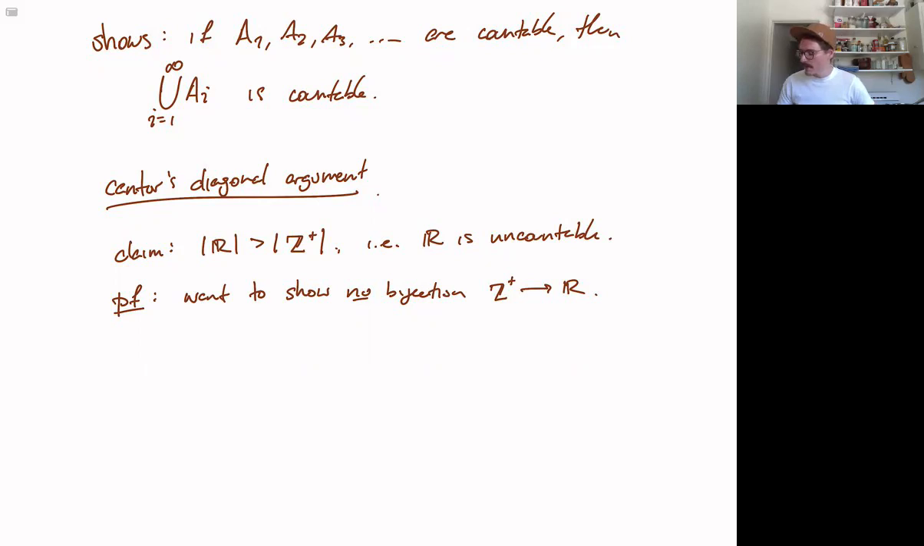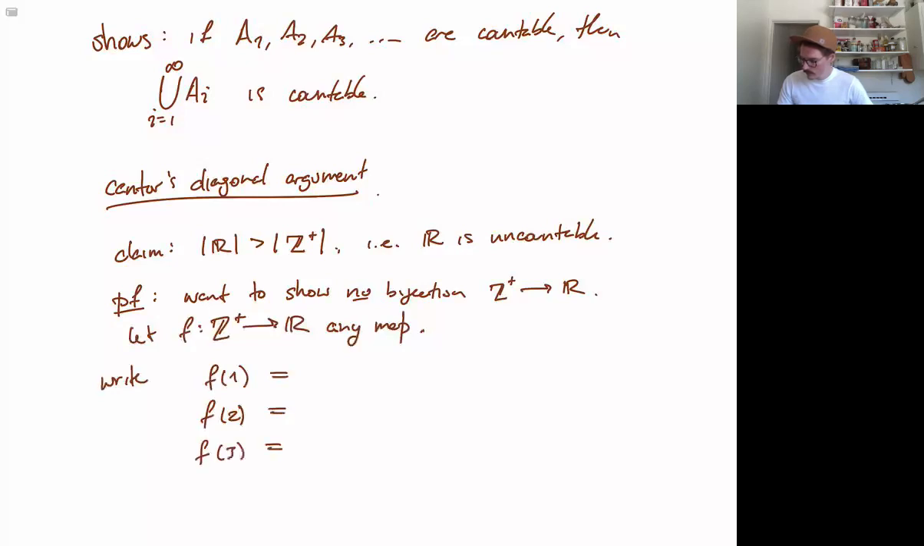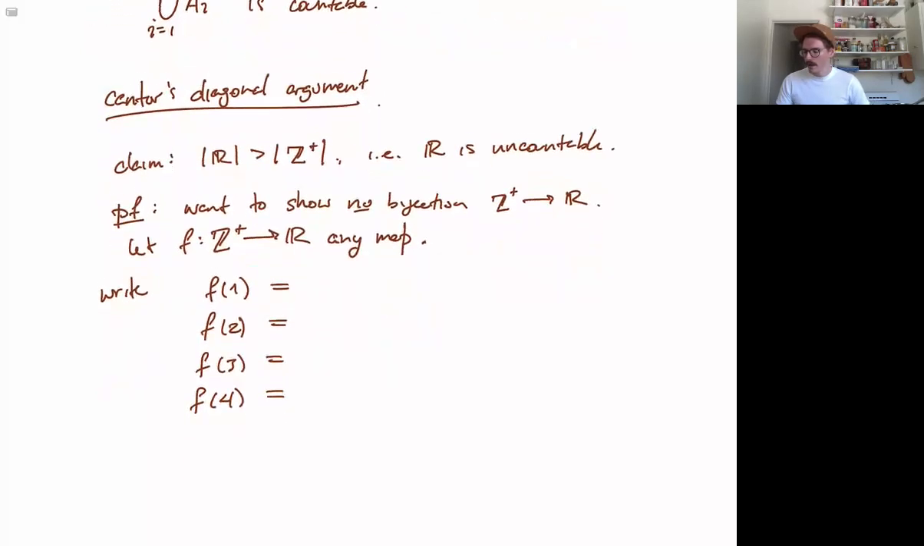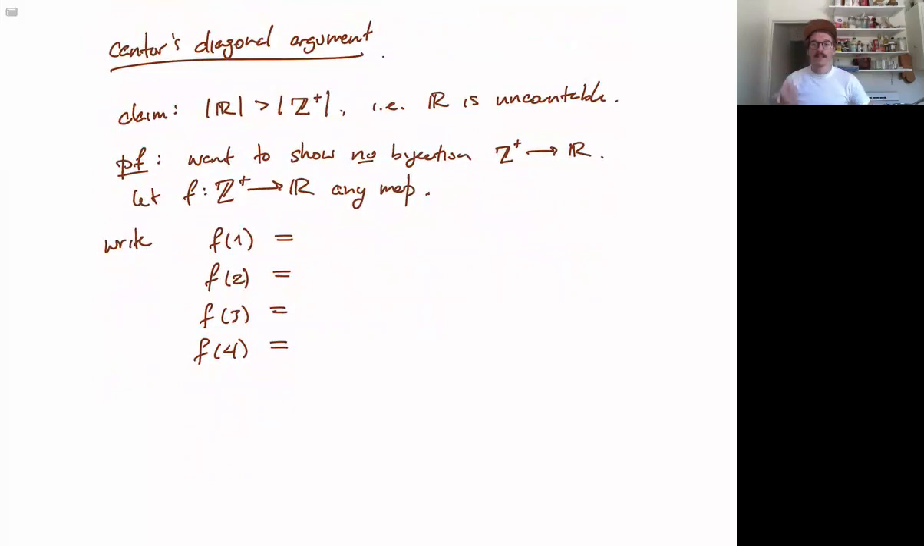So let's say we have any map, and we want to show that it's not a bijection. So how do we do this? Let's write it down. So the positive integers are countable, and we can use this to essentially write them all in a list, right? That's kind of what countable means, that you can write it down in a list.